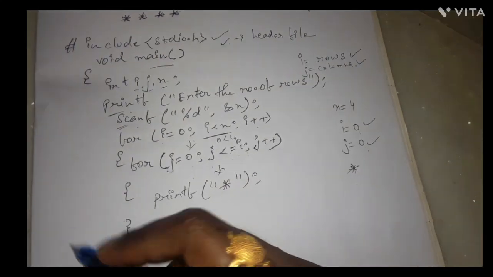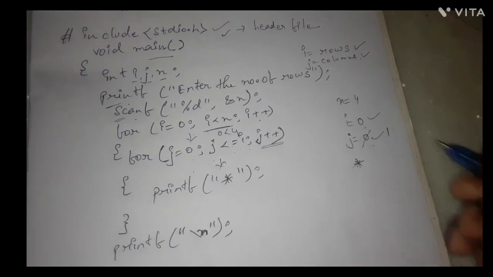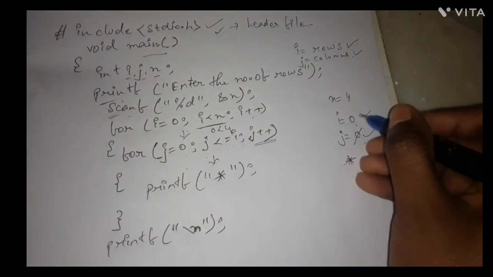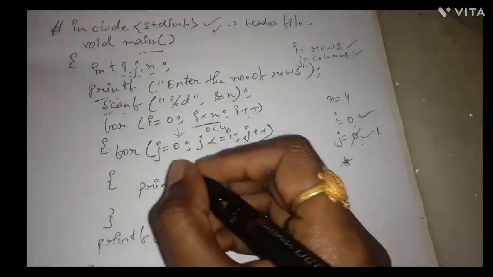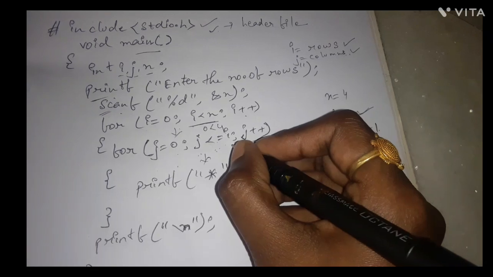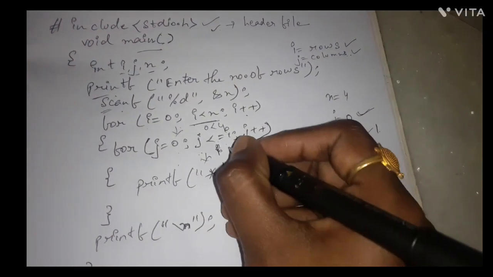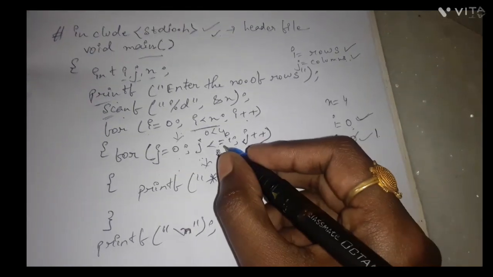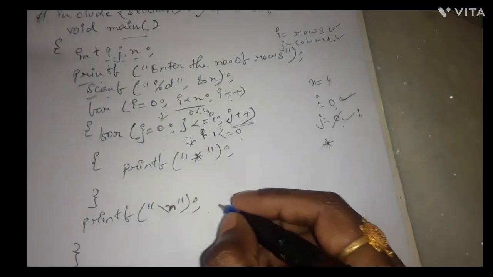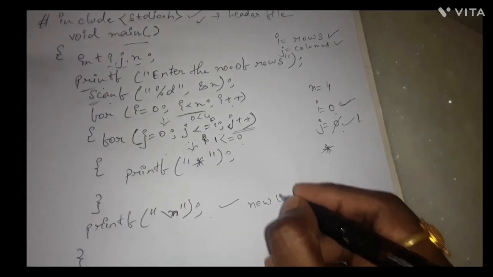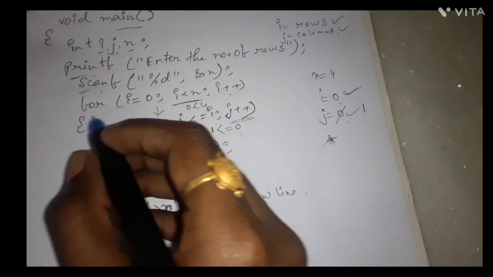After that, again the loop will continue. J plus plus, J becomes 1. I is still 0 because we are still running in the inner loop. Again check the condition, 1 less than or equal to I. What is the value of I? I is 0. So 1 less than or equal to 0? No, the condition is false. So out from this inner loop, we'll print a new line. The cursor will move to the next line, but the outer loop is still going on.